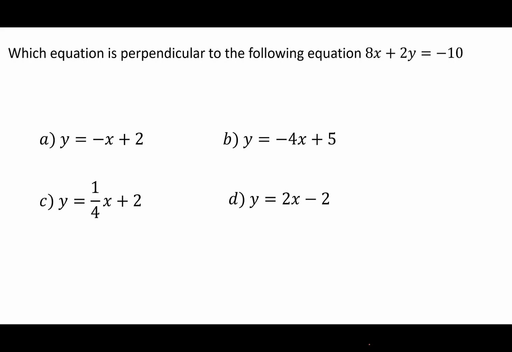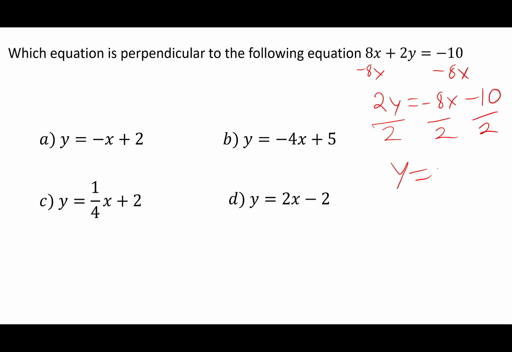All right, so now we're going to look at this one. Okay, so we got which equation is perpendicular to the following. All right, so we did solve this one on the last one, and I'm going to go ahead and solve it again. So minus 8x on both sides, and I get 2y equals negative 8x minus 10. Divide both sides by 2, and y is equal to negative 4x minus 5.